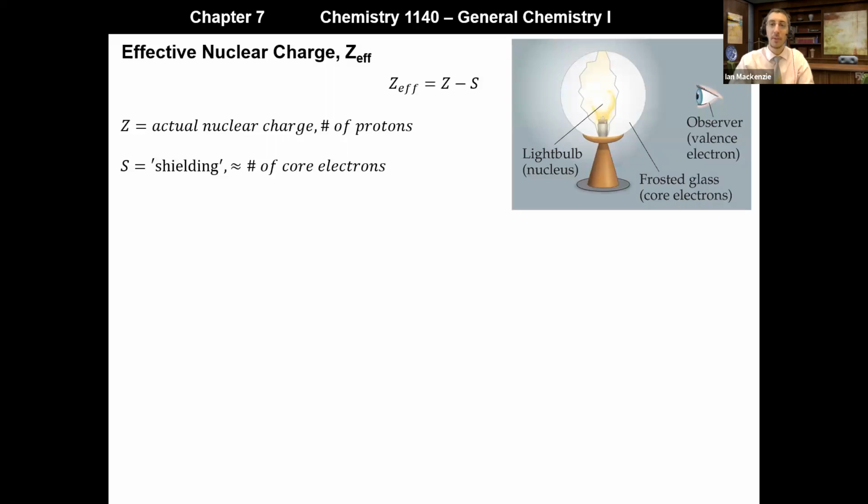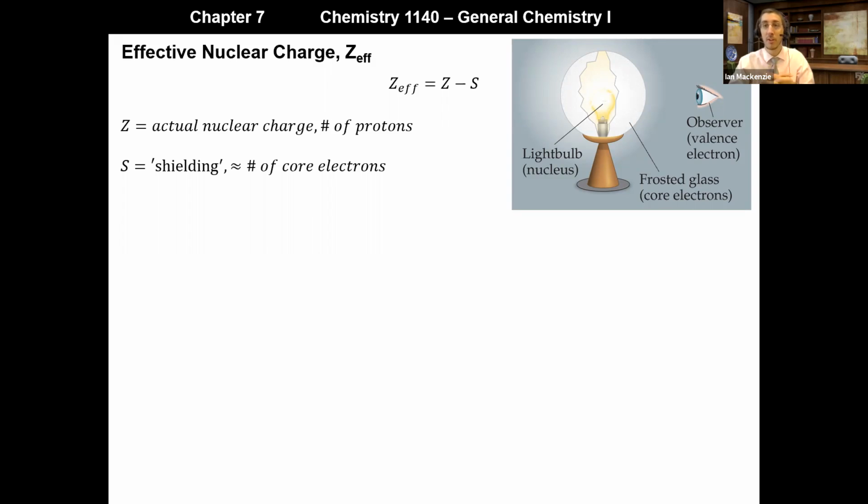And we can think about this in an illustration here. If we have a light bulb that's out on a stand and there's nothing blocking it, then the amount of light that comes to your eye is very bright. But say we put a frosted piece of glass in front of that. You still see a lot of light, but you don't have the same intensity.